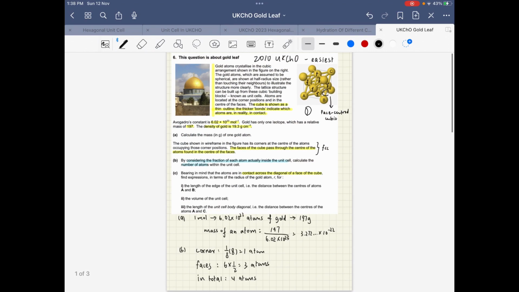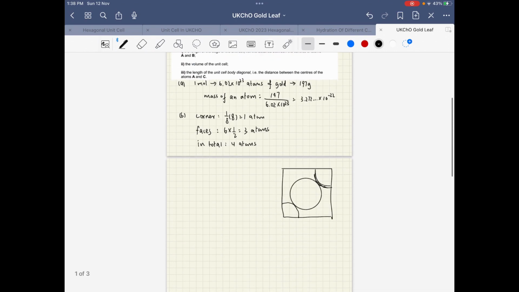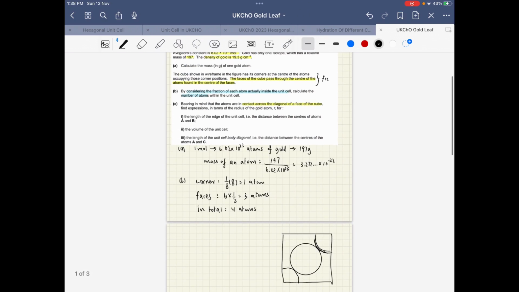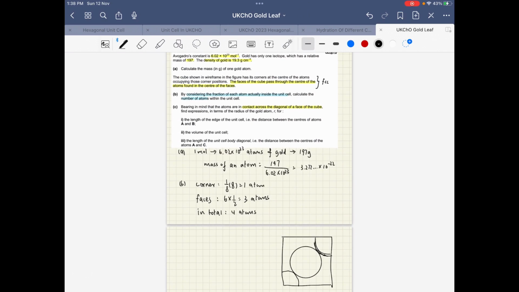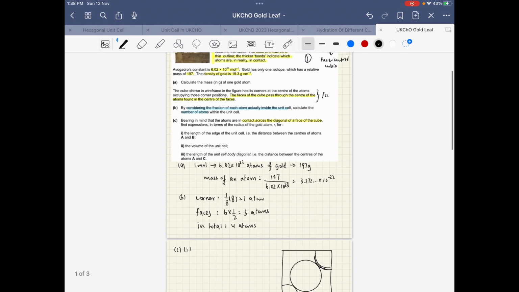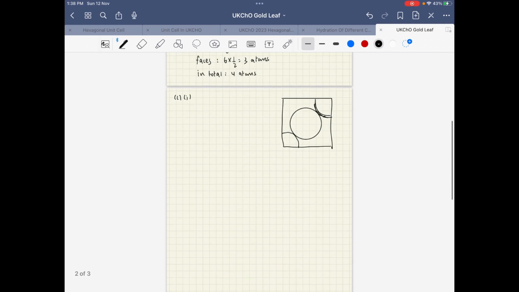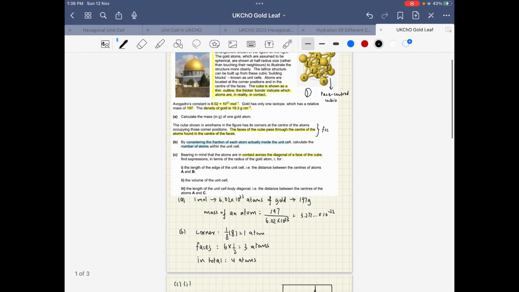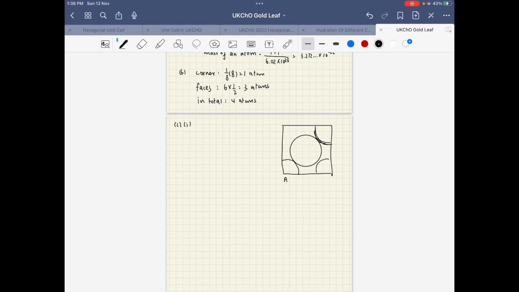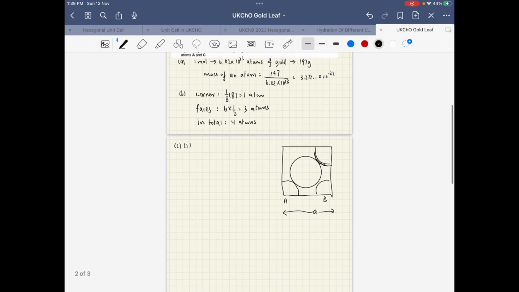And so all the atoms, these 3 atoms are in contact with each other across the diagonal of the face of the cube. So in Ci, I want to find the edge of the unit cell, which is the distance between the center of A and B. And B in this case will be here. Yeah, so it will just be this distance. Let's say I call it A.